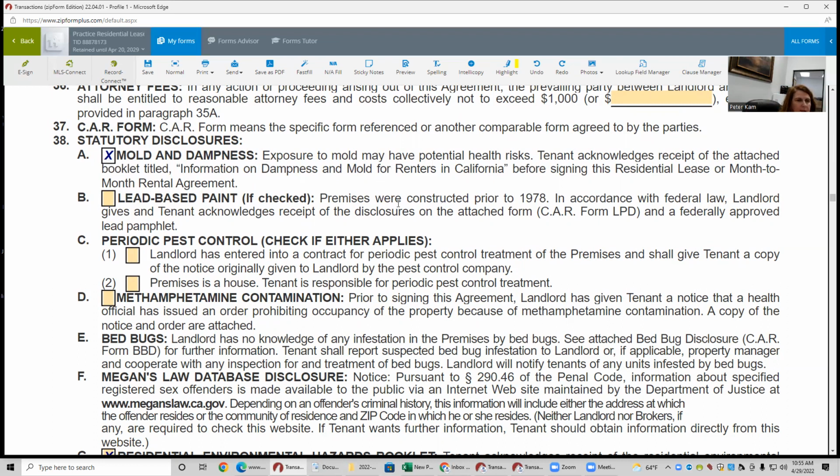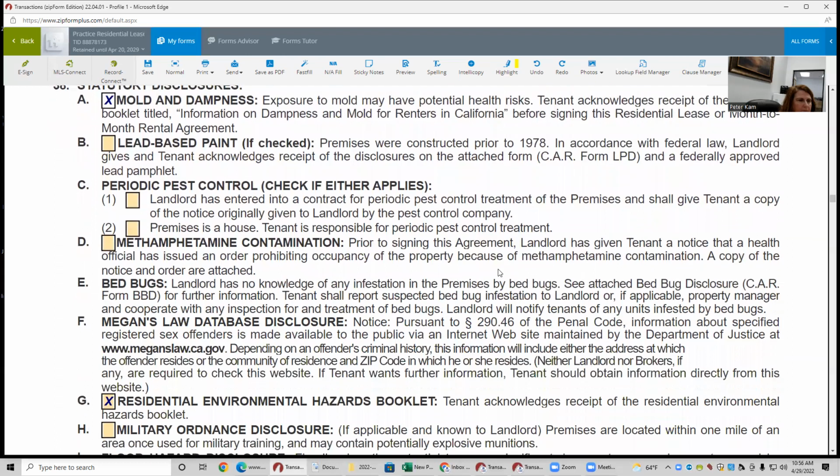Lead-based paint is only applicable for units that were constructed prior to 1978. So if that's the case, if it was constructed prior to that, you would attach that.